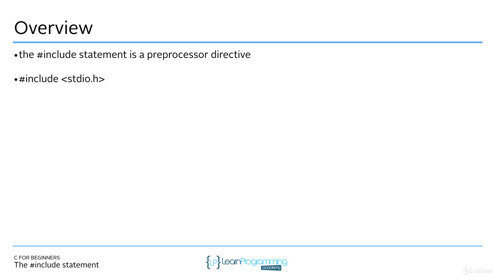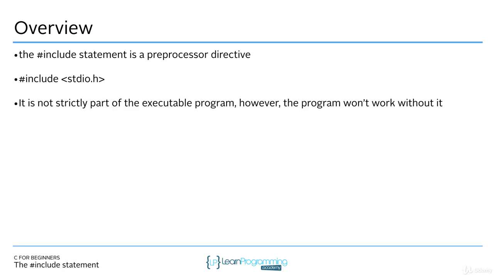And again, the example in our program was including this something in these angle brackets. So we see this include keyword, and then we see this stdio.h. And so this is an example, and this is the one that we used in our first challenge. It is not strictly part of the executable program. However, the program won't work without it.